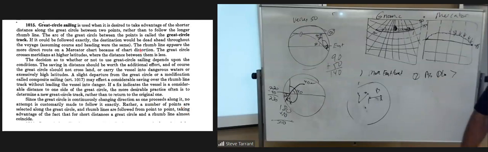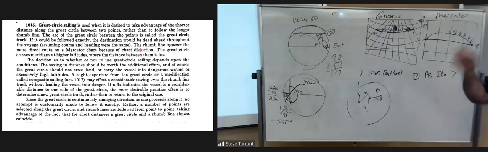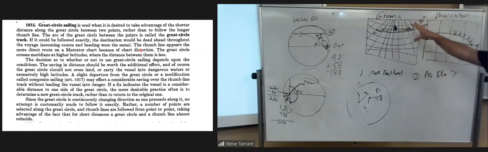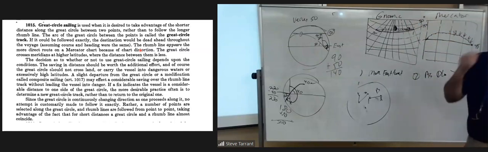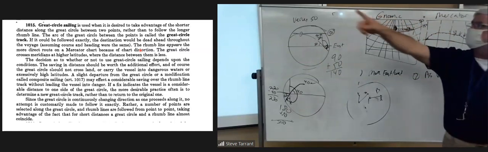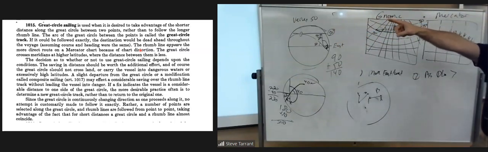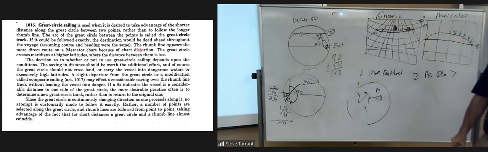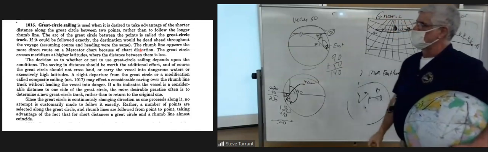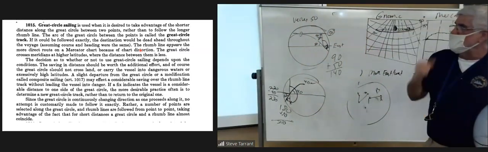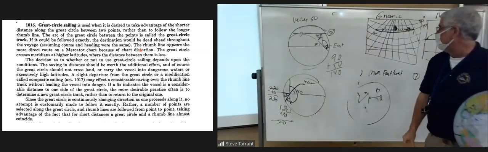The Rhumb line appears a more direct route because of distortion. The decision of whether or not to use a great circle depends upon the conditions. The savings in distance should be worth the additional effort, which I showed you. And of course, the great circle should not cross land or carry the vessel into dangerous waters. I think, Nick, you were asking about limiting latitudes, or excessive high latitudes. A slight departure from the great circle or a modification called composite sailing, that's Article 1017, may effect a considerable saving over the Rhumb line.